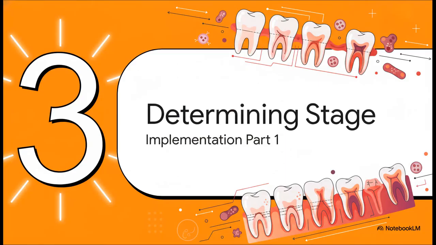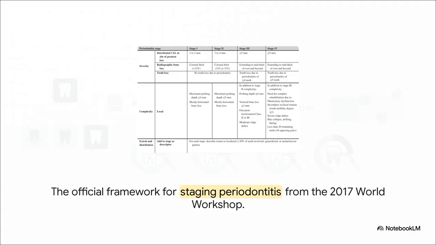All right, time to get practical. Let's walk through how you actually use this stuff with a patient in the chair. The very first thing you've got to do is figure out their stage. Now, I know this table looks like a lot to take in at first, but trust me, it's your new best friend for staging. It's really built on three main ideas: severity, which is your starting point; complexity, which are the things that make treatment trickier; and extent, which is just about the pattern of the disease.